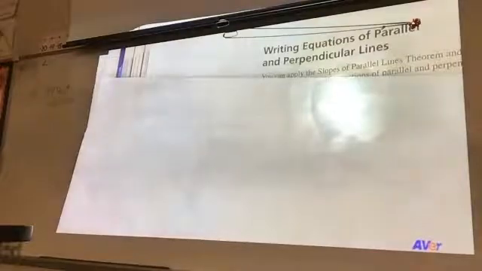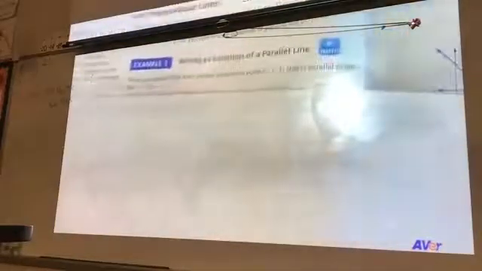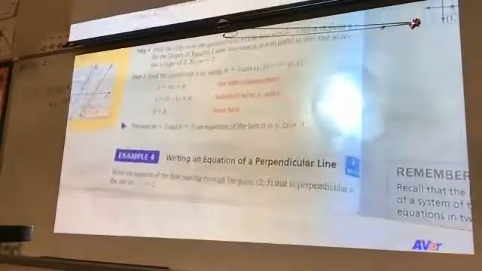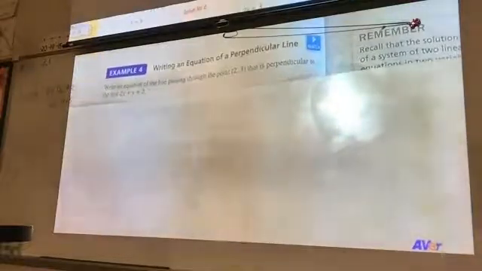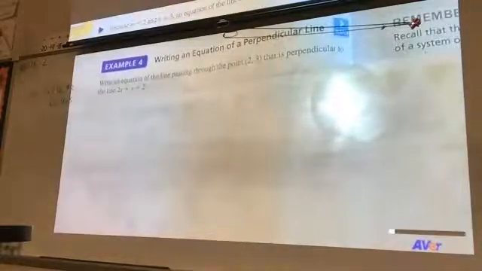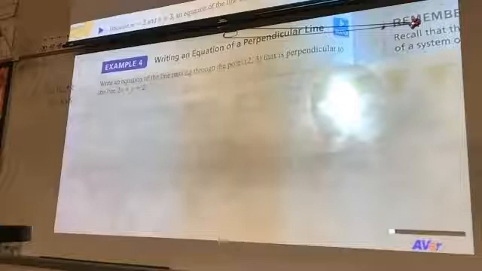Yesterday, we wrote those equations of parallel lines. Remember, we did that on day 1. So today, we're doing the same exact thing, but dealing with perpendicular. The same exact type of question, but we want a perpendicular line, not a parallel line. So what is the major difference between what we did yesterday and what we're going to do today? Abbott?